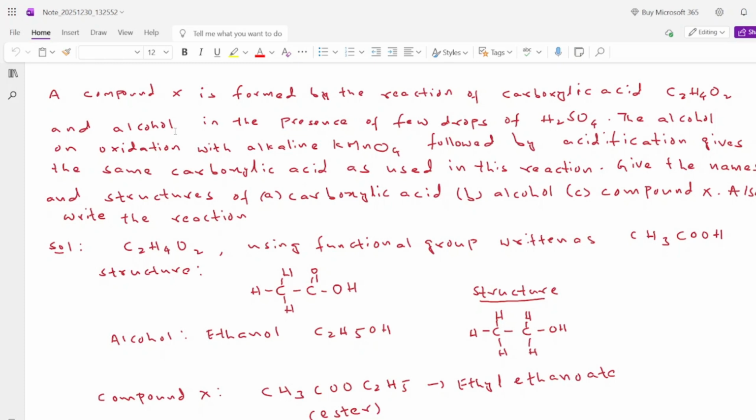Today I have taken a question of chemistry grade 10 CBSE. You can see the question: a compound X formed by the reaction of a carboxylic acid with an alcohol in the presence of a few drops of H2SO4, and on oxidation with KMnO4 by acidification gives the carboxylic acid. We need to write the names and structures of the carboxylic acid, alcohol, and compound X.